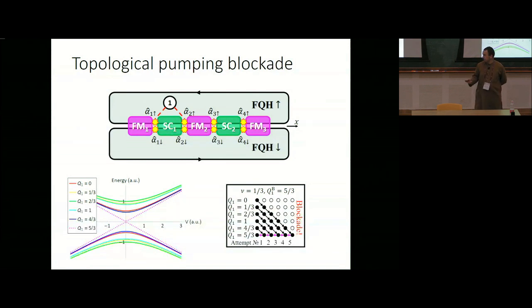Why blockade? Because you start pumping and eventually you stop. 0 current, 0 noise, nothing is happening, blockade. Why topological? Because this Q1 is the topological quantum number of the superconducting domain. It tells you which topological ground state you're in.